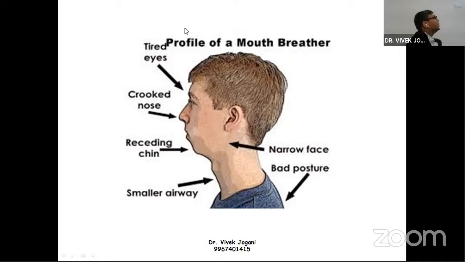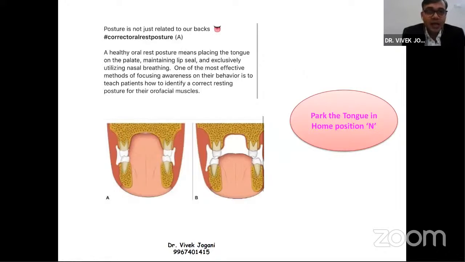When I say humping of the back, it means that the child is sitting in this format with the lips open. With the lips open, a humping of the back, the collarbone has come down, and so on and so forth. Posture is not just related to our backs, and I repeat, this statement is very important for you as parents to understand: the tongue is not attached to the body, but the entire body is attached to your tongue. So a healthy oral posture means placing the tongue on the palate, maintaining a lip seal, and exclusively nasal breathing.